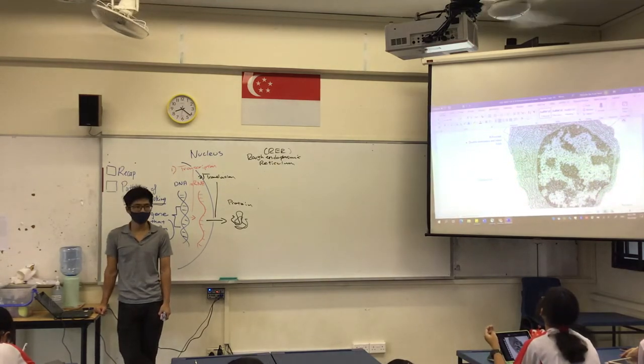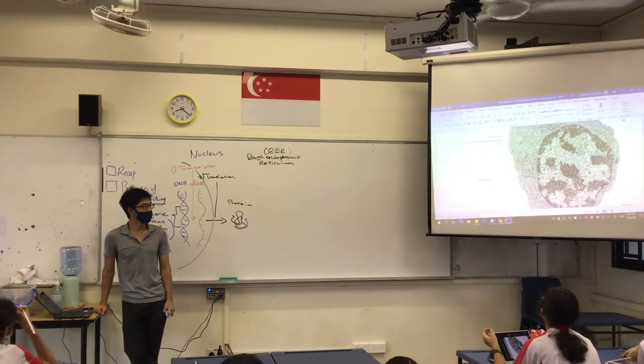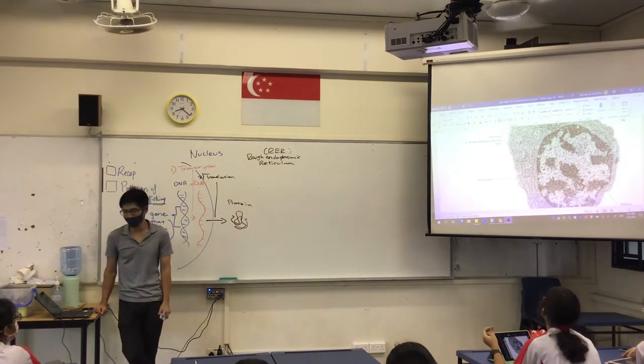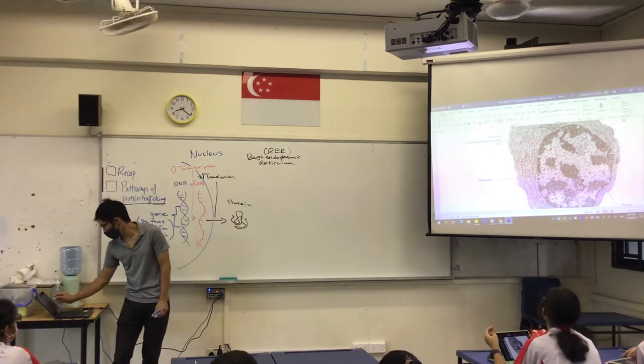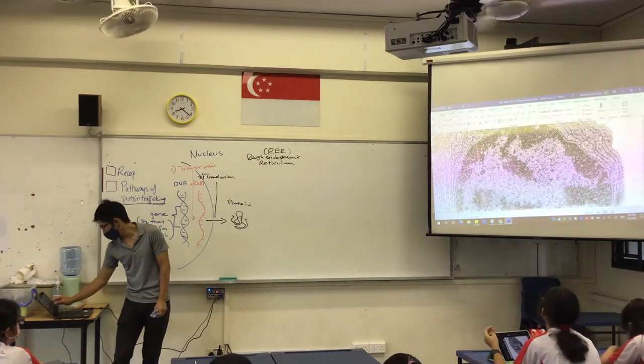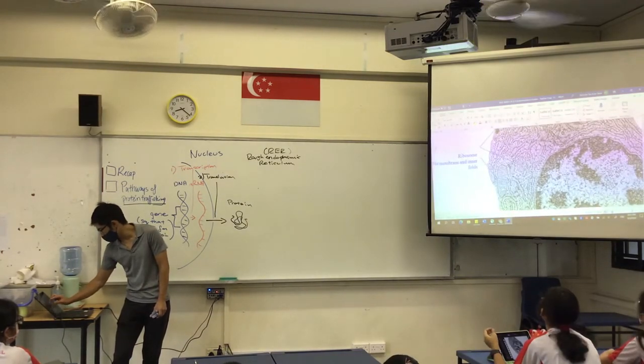Identify all the ribosomes. All the dots on the surface of the RER, those are ribosomes. So I have also pointed to some of them.